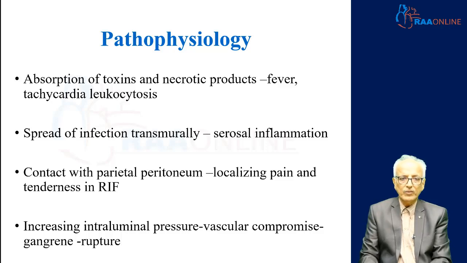Now, the spread of infection transmucosally will reach the serosal layer, leading to serosal inflammation. So, contact of the inflamed appendix with the parietal peritoneum leads to localized pain in the right iliac fossa. Increasing intraluminal pressure leads to vascular compromise, leading to gangrene and rupture.